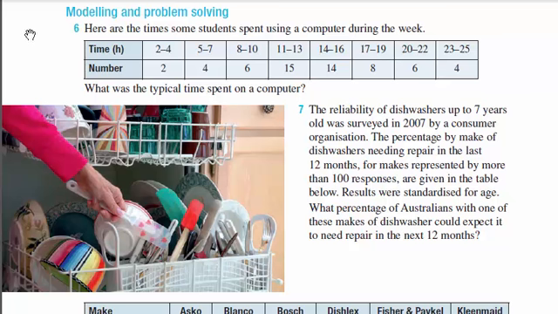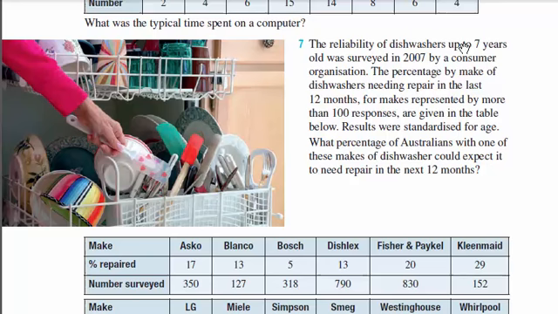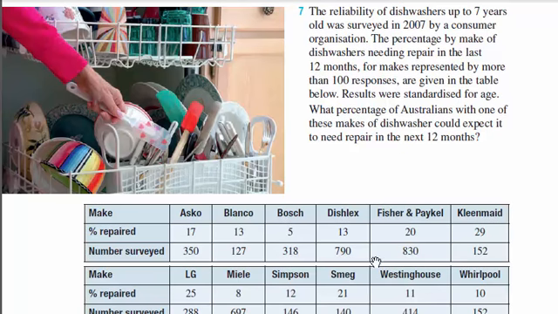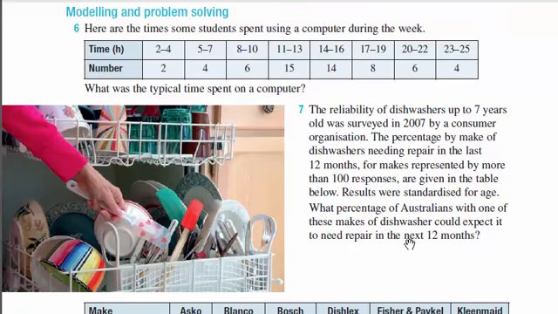On the other hand, modeling and problem-solving questions, like these, often come up with questions that have some sort of real-world context to them. The numbers have meaning other than just being numbers. For example, here we're talking about time in hours and a number or a quantity. In this particular case, students who spent a certain amount of time at their computer. And below, there's a story about reliability of dishwashers, long chunks of text here, and then some tables of values as well. Returning to the problem at the top, the question that we're asked at the end is no longer just what is the mean, median, or mode, but something again contextualized. What was the typical time spent on a computer?